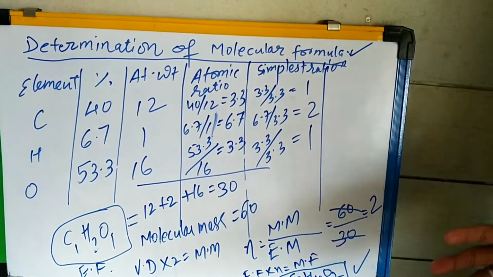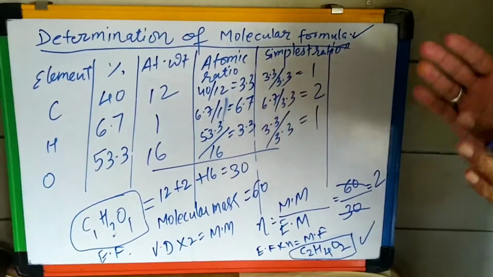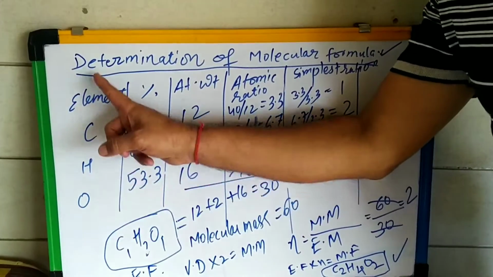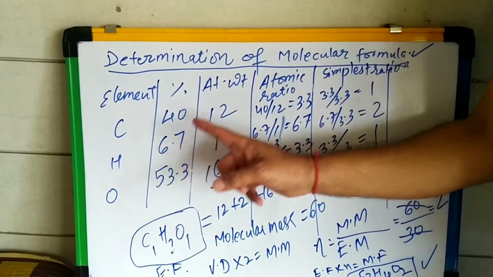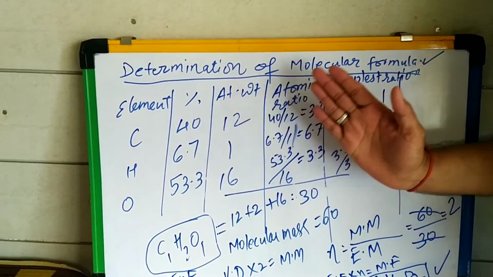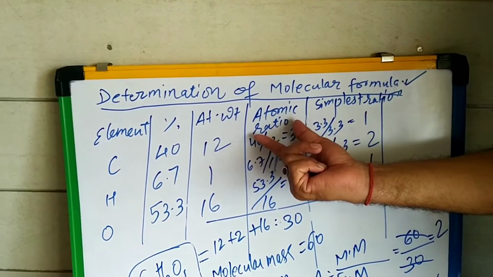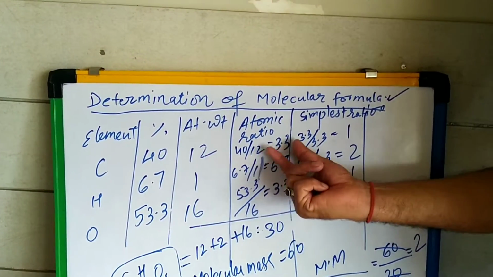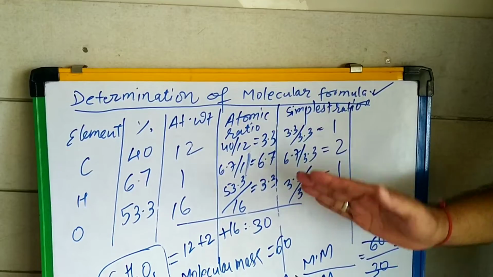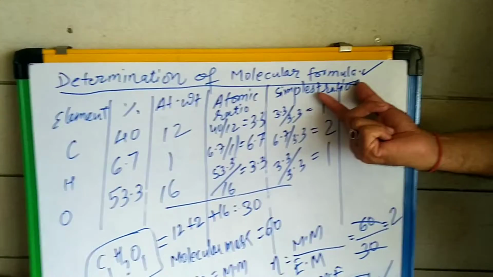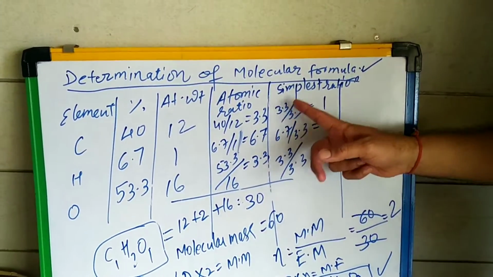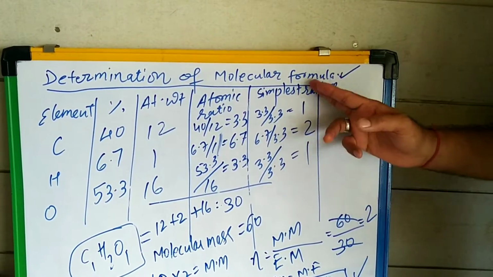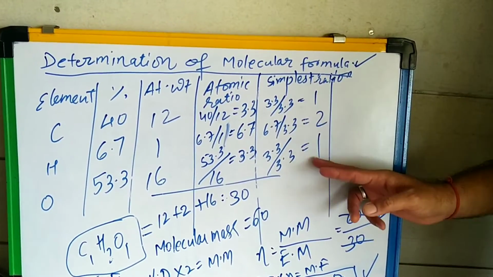So let's again summarize how to find the empirical formula and molecular formula. First, you will be given the elements and their percentage. You have to write their atomic weights, and the next step is atomic ratio. How to find atomic ratio? Divide all these percentages by their atomic weights, and you will get the atomic ratio. Then the next step is the simplest ratio. In simplest ratio, divide all these numbers by the smallest one. Here 3.3 is the smallest one. You will get 1, 2 and 1. This is our empirical formula, right?